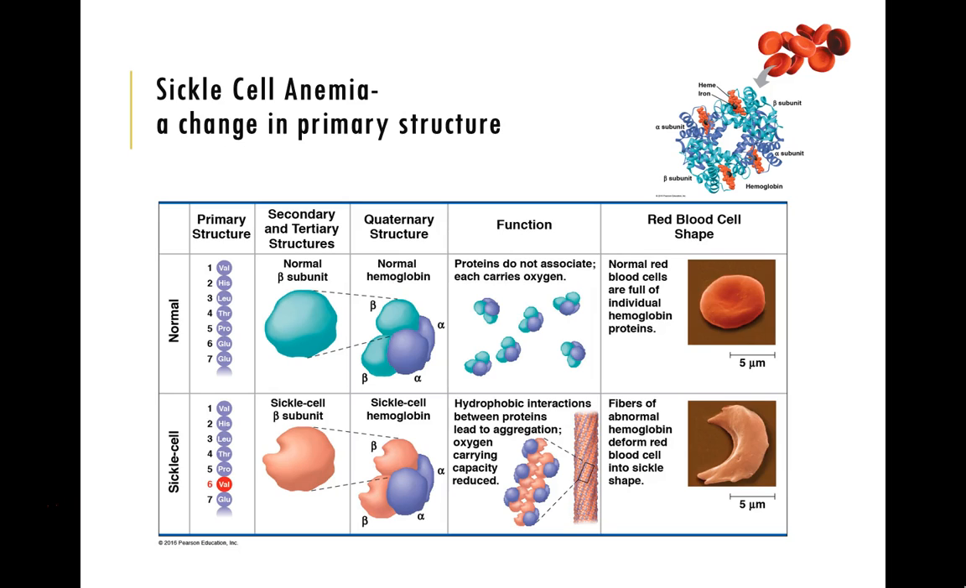So this is an example of pleiotropy, which was something we discussed in chapter 11, which is where you have one specific gene that has multiple phenotypic effects. So not only do we have the reduced oxygen capacity and the physical change in the hemoglobin, but we also have that change in the red blood cell that causes all kinds of complications from this disease.